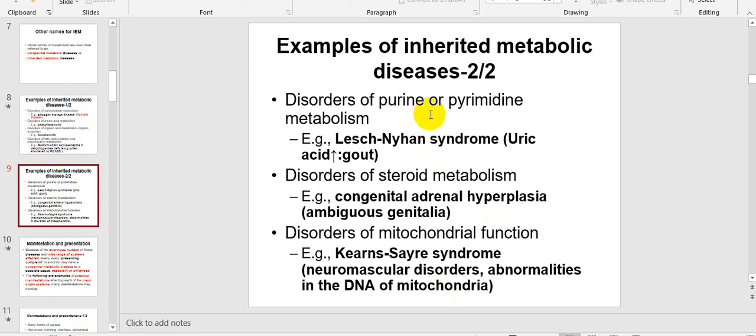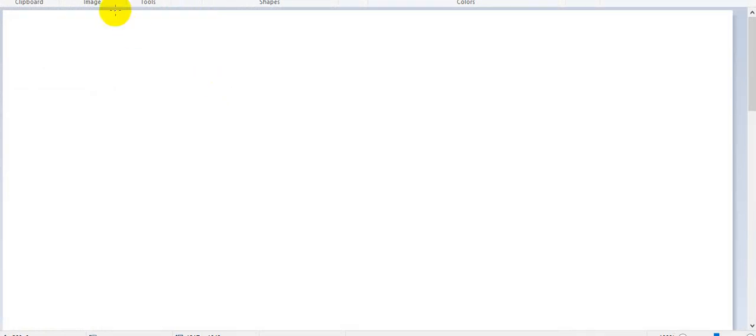You know, purine and pyrimidine are nitrogenous bases. So when you break down something that contains nitrogen, like proteins, you get uric acid buildup, and that is what we call gout. Disorders of steroid metabolism. Example is congenital adrenal hyperplasia. Whenever we say hyperplasia, it means excessive abnormal buildup or multiplication of cells. So if a woman is pregnant, you see that the womb becomes very big. The womb becoming big means that cells are multiplying. So hyperplasia, the cells are multiplying.